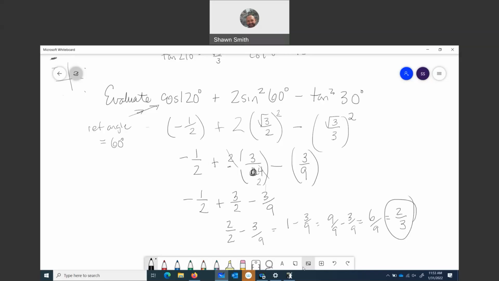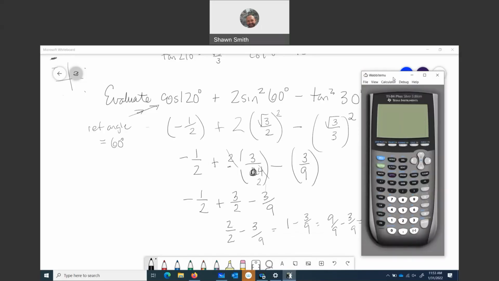Now, we could have just put all this into the calculator. But I know in my calculator, I won't see 2/3. I won't see the fraction. I'm going to see 0.66667 or whatever when it rounds. So you can verify your answers in the calculator. So put cosine, make sure you're in degree mode. I am. So cosine of 120 plus 2 times sine squared, 2 sine.